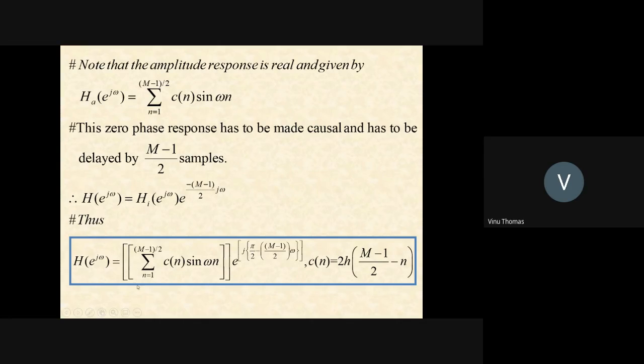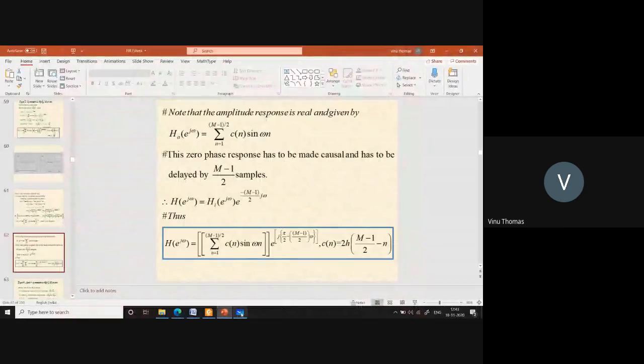H of e^{jω} into, this is your amplitude response, multiplied by, you have to take into account this additional phase, e^{jπ/2} previously. So this becomes e^{j(π/2 − ω(M−1)/2)}, where c(n) is 2h of (M−1)/2 minus n. So let us go back to the whiteboard.